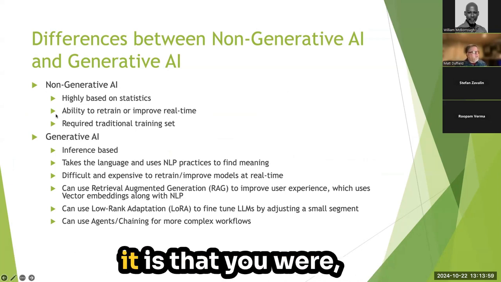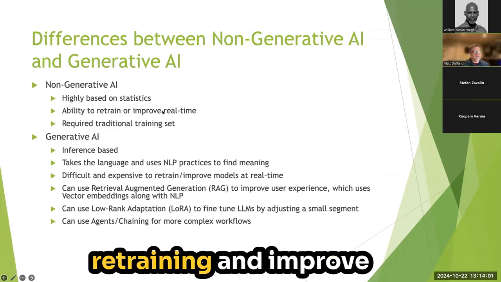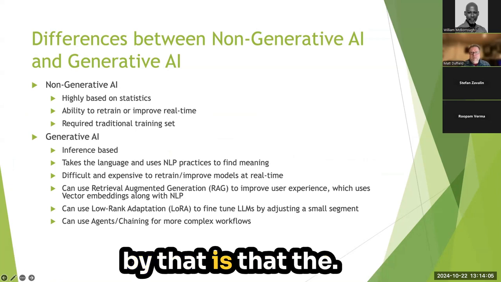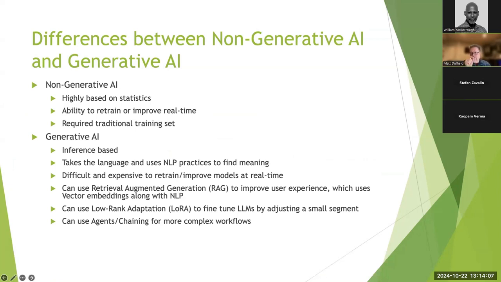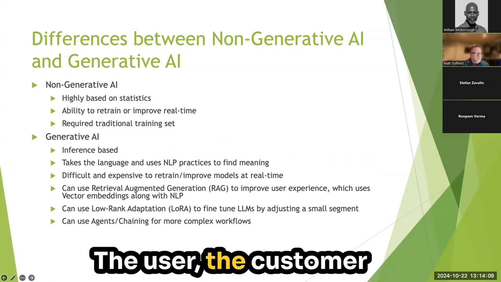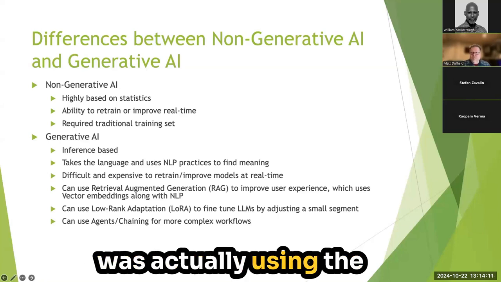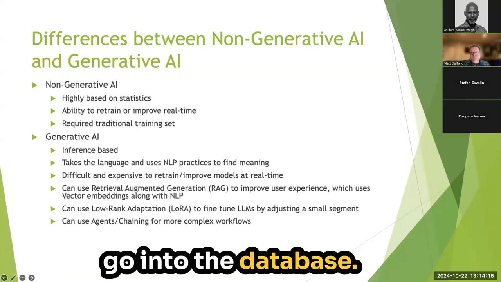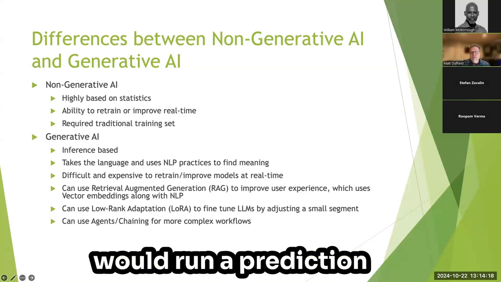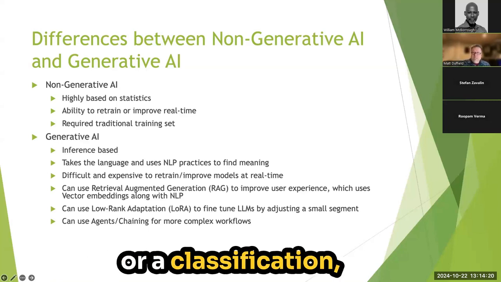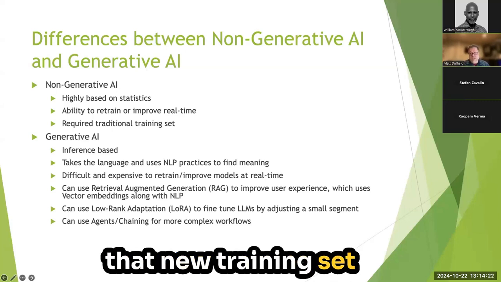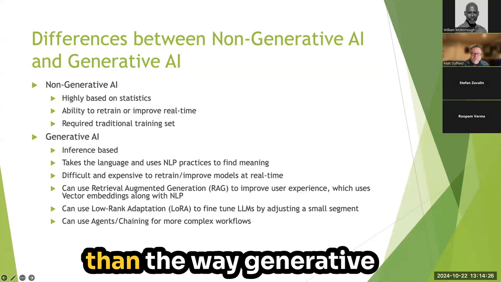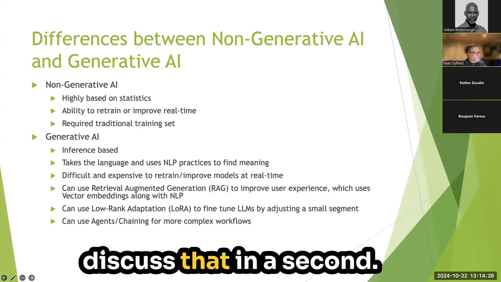The nice thing about it is that it had the ability to retrain and improve your model in real time. What I mean by that is that the user, the customer service rep, or whoever was using the tool could highlight, hit submit, and it would immediately go into the database. The next time you ran a prediction or a classification, it would absorb that new training set and be able to handle that prediction. That's slightly different than the way generative AI works, and we'll discuss that in a second.